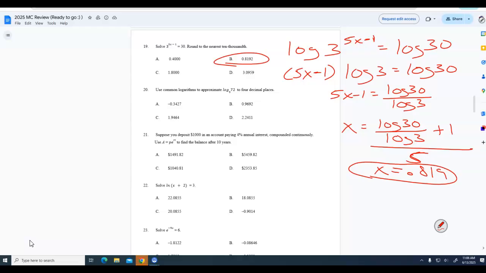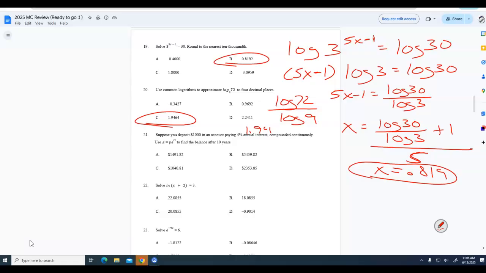Number 20 is pretty basic. Once again, we want to get an answer. It's log 72 over log 9. We can go right to that one, and that one gives me an answer of 1.94. So there's my answer right there.